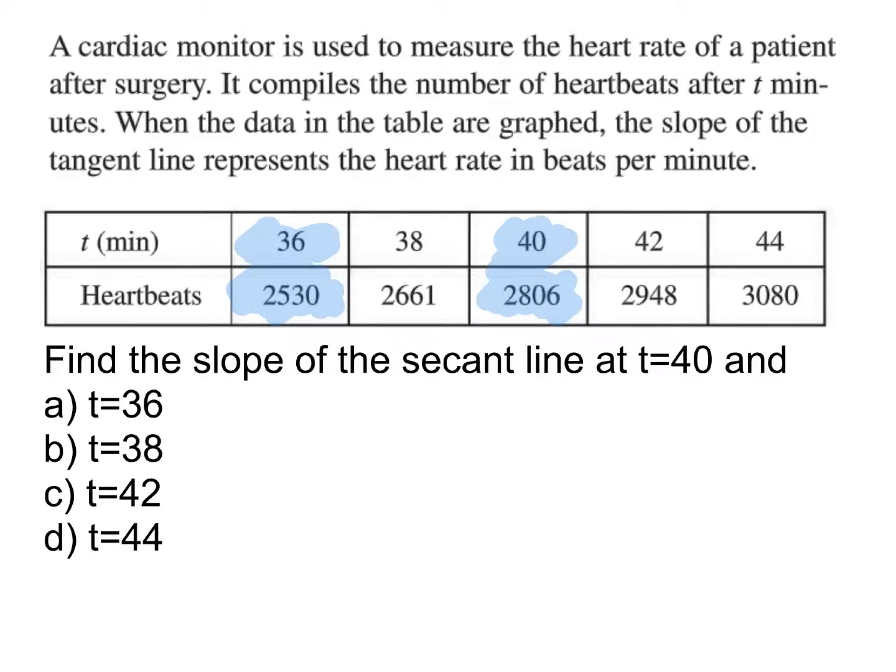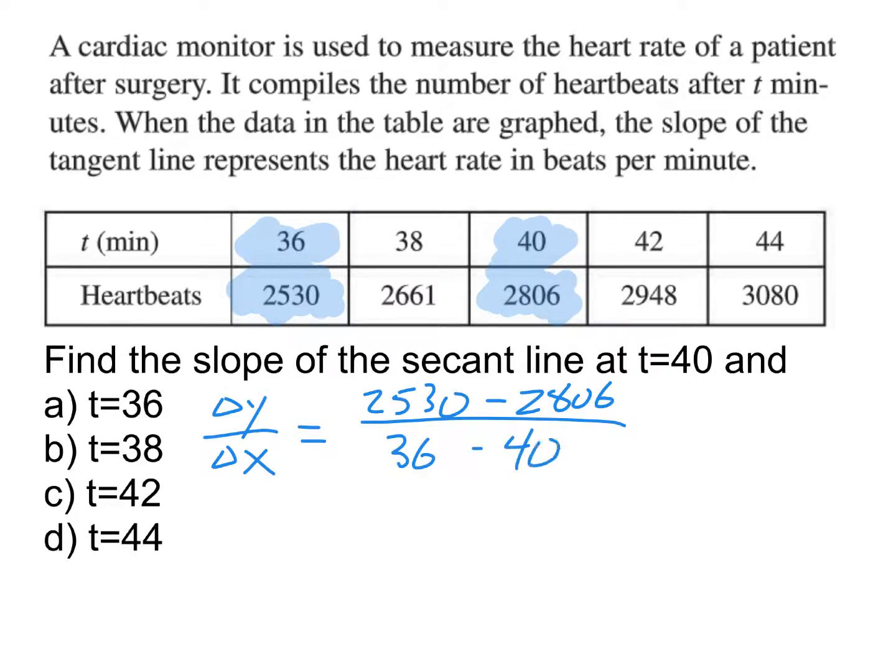So I need to find the slope between those two points. Slope is delta y over delta x, so the change in y over the change in x. The change in y is found by subtracting our two y values. So I'm going to go 2530 minus 2806. Those are my two y values. And then I'm going to do that over 36 minus 40. On the top we get negative 276, and on the bottom we get negative 4.